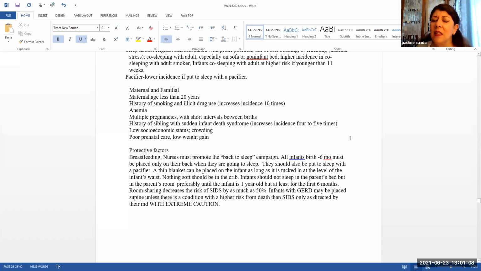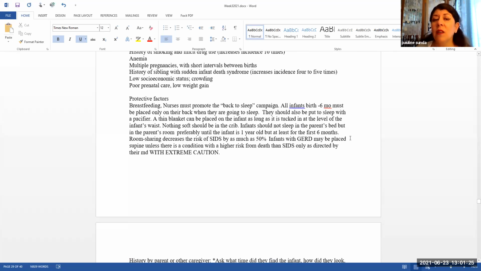Maternal and family risk factors here include maternal age less than 20 years. Is there a history of smoking and illicit drug use? This increases the incidence 10 times. Anemia, multiple pregnancies within a short interval between births. A history of a sibling with sudden infant death syndrome. This actually increases the incidence 4 to 5 times. Low socioeconomic status, crowding, poor prenatal care, and low weight gain.